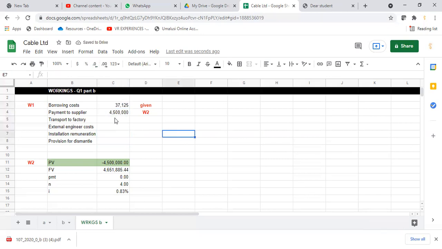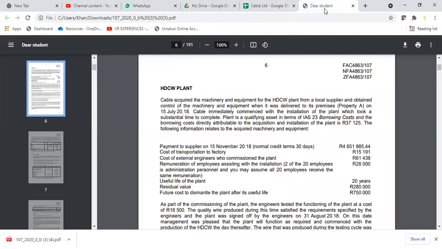Now we're going to do transport to factory. The transport to the factory is 15,191.